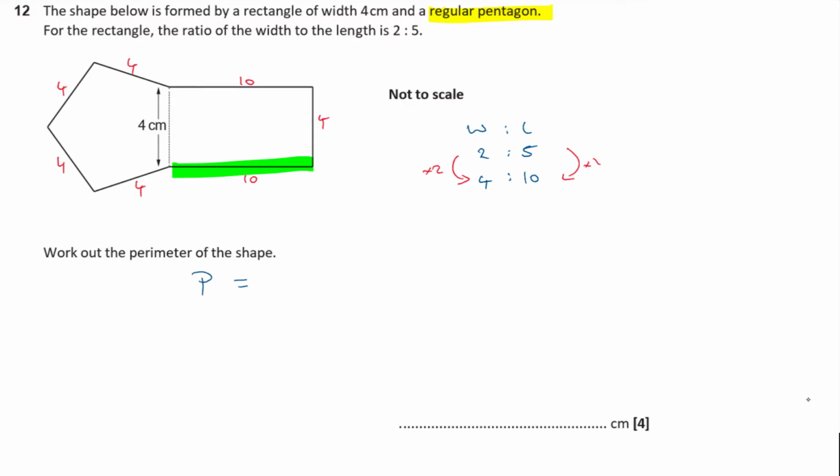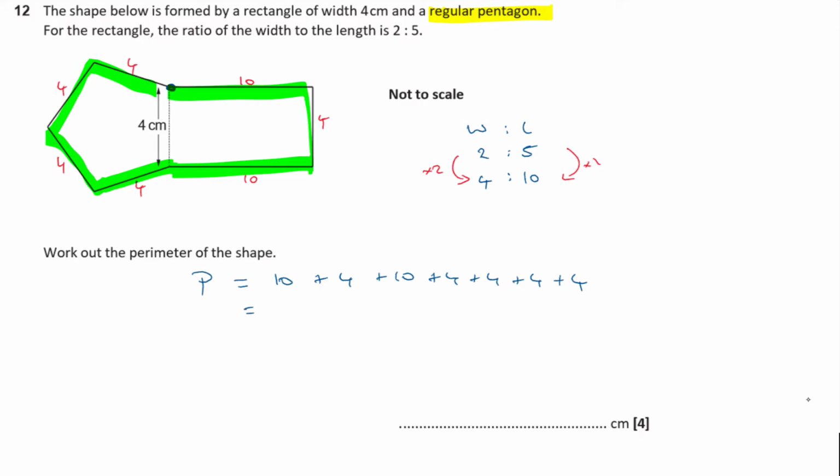So then the perimeter, just going to start in one corner. Let's start here and work our way around the shape. So I'm going to get 10 plus 4 plus 10, and then I'm going to have 4 plus 4 plus 4 plus 4 plus 4 plus 4 plus 4. Okay, what's that add up to? So altogether I've got 5 4s, adds up to 20, plus the 2 10s is going to give me 40 then, isn't it? So the perimeter of this shape is going to be 40 centimeters.